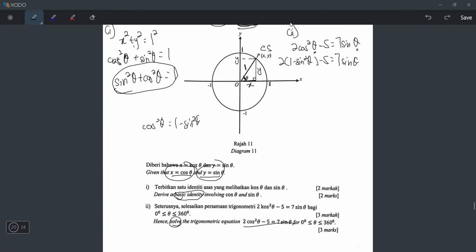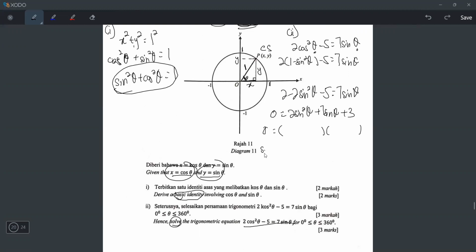Now if I expand, I will get a quadratic. 2 times 1 is 2, and then 2 sine squared theta minus 5 equals 7 sine theta. Can you see it becomes a quadratic? So for a quadratic, I have to move everything to one side equals 0. But I will choose to move everything to the right side, because I want my A to be positive. You can also move it to the left side, but then you have to change the sign of everything. Then plus 7 sine theta, and 2 minus 5 is negative 3, but moved over it becomes plus 3. So now it will be 0 equals to bracket, bracket.